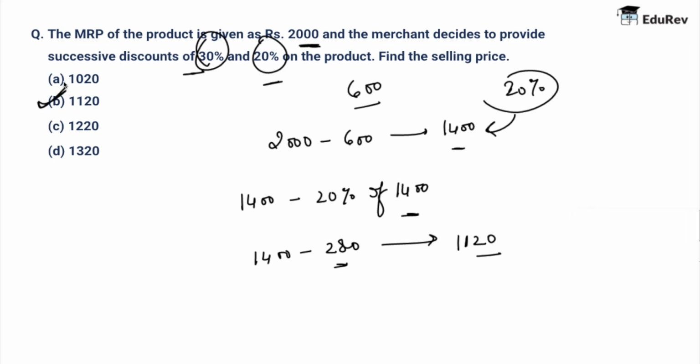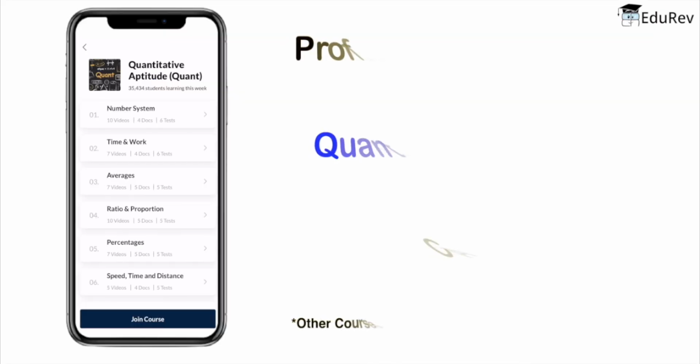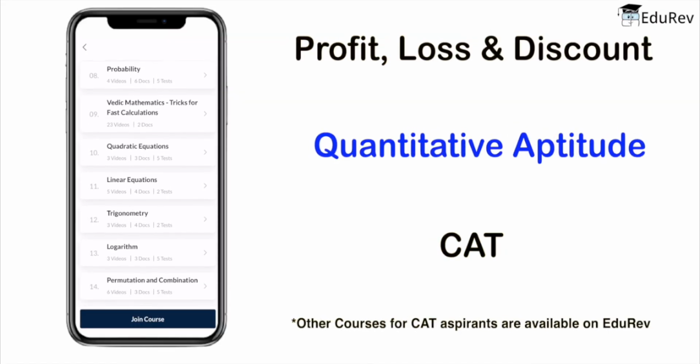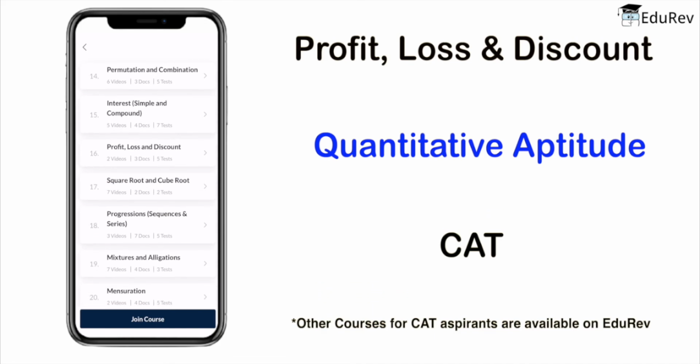I hope you people have understood a little bit about profit and loss. So we are going to study new concepts in further lectures. Till then you can go to EduRev and attempt the shown test to understand this chapter in depth.